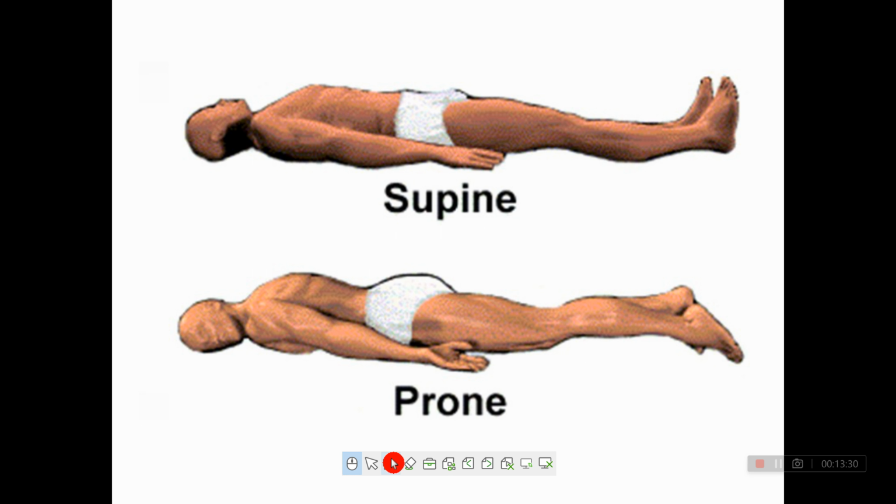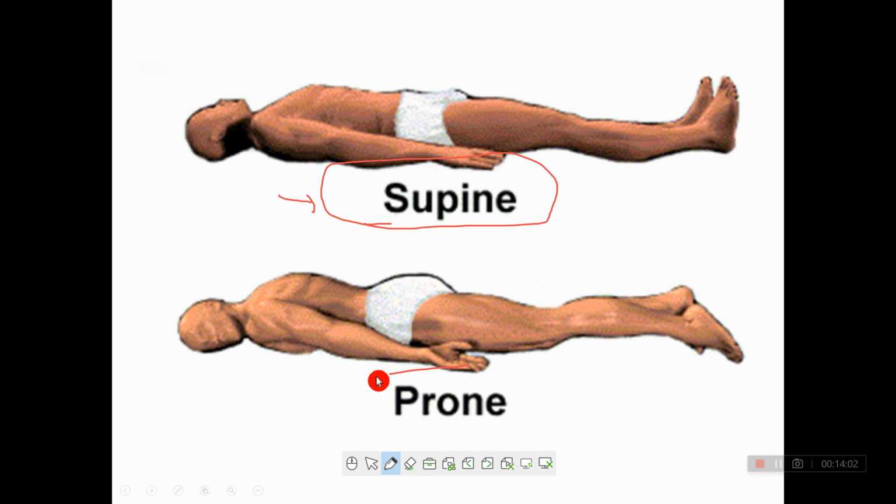First position is the supine position. If you look at this diagram, you will see a person lying facing upwards on the ground. This kind of position, when a person is facing upward lying on the ground, is called the supine position.